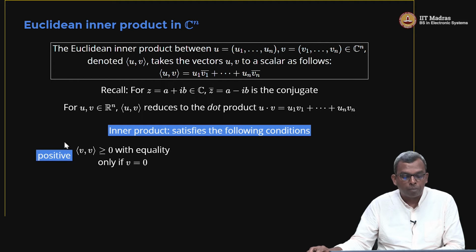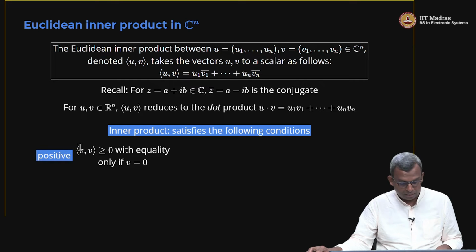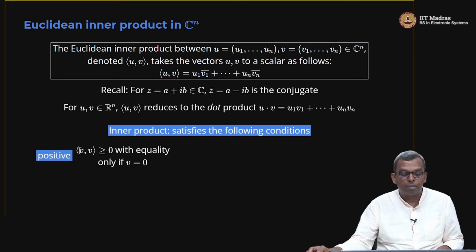So, what is the first one? The first condition is that v comma v, if I take a Euclidean inner product of a vector v with itself, it will always be non-negative. First of all, it will be real, okay. That is not explicitly mentioned here, but the fact that I am saying greater than or equal to sort of emphasizes that it is real. It is real, it is greater than or equal to 0, and it is equal to 0 only when v is 0. So, 0 comma 0 is 0, and any non-zero vector will give you a non-zero value for v comma v.